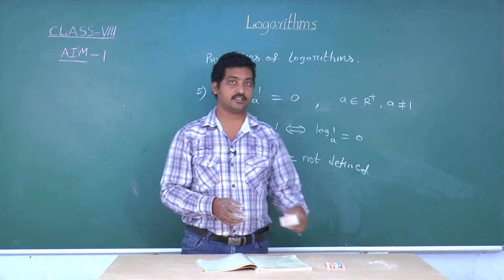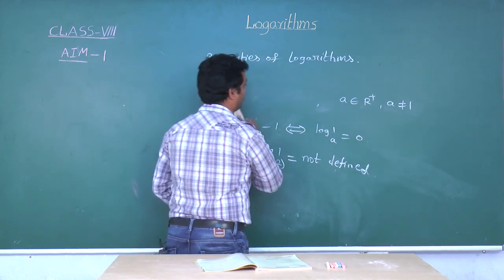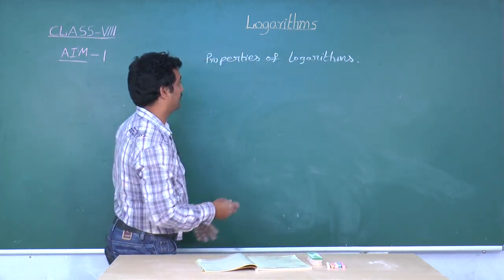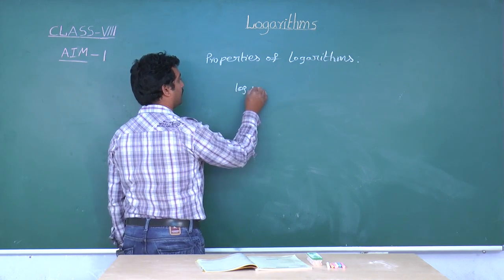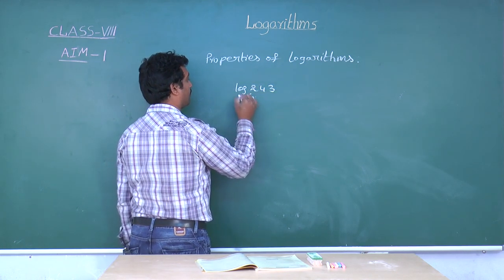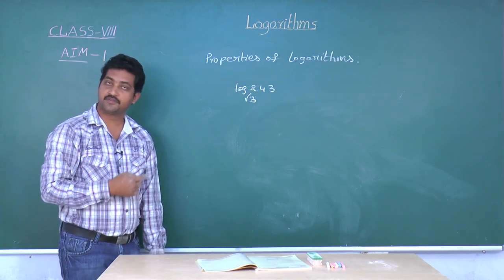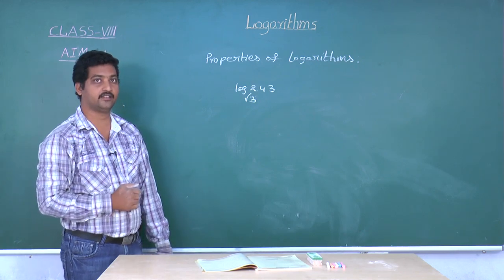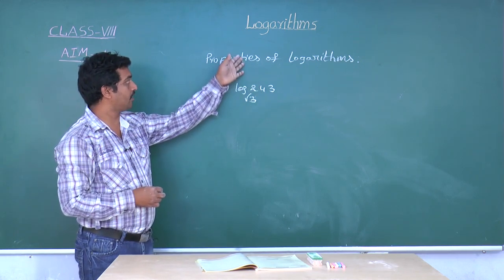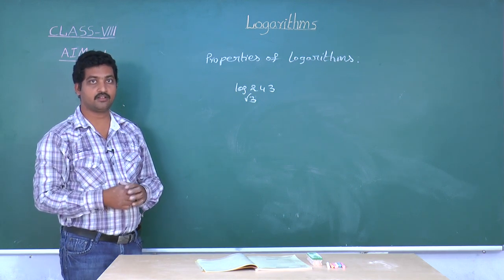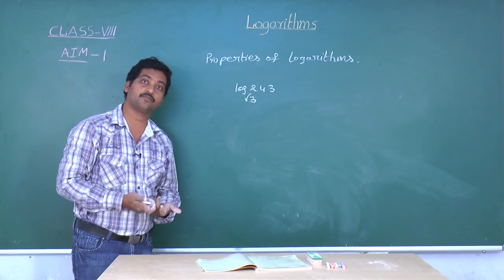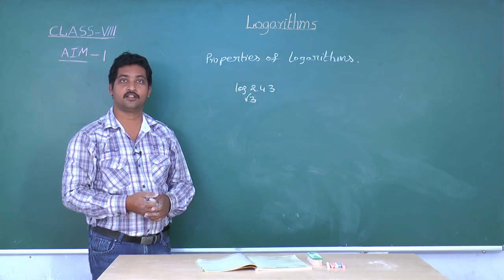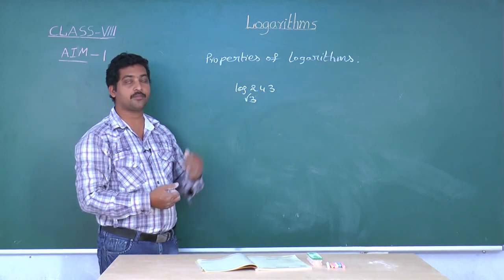Now using this knowledge, I am taking one example. Log 243 base root 3. First of all, is it defined or not? Yes, it is defined. Why? It satisfies all the properties of the logarithms. It satisfies the definition of the logarithm. 243 is a positive real number, root 3 is a positive real number, and root 3 is not equal to 1. That's why this logarithm is defined.